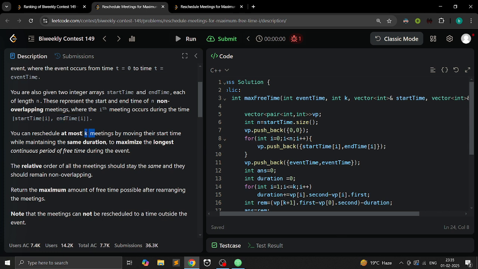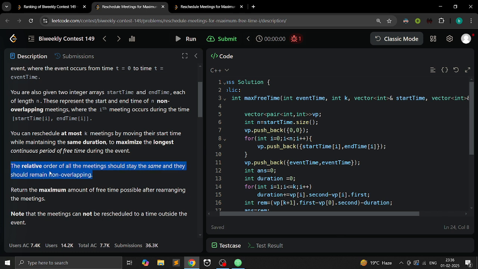You can reschedule at most k meetings by moving their start time while maintaining the same duration, to maximize the longest contiguous period of free time during the event. So out of these n meetings, we are allowed to move at most k meetings, right? We should not overlap them, and we should move in such a way that we get the maximum free time between any two meetings. The relative order of all the meetings should stay the same, and they should remain non-overlapping.